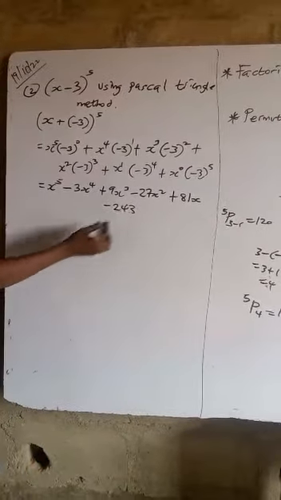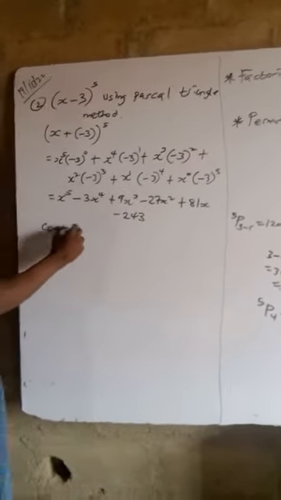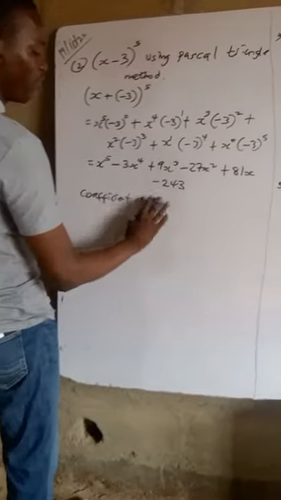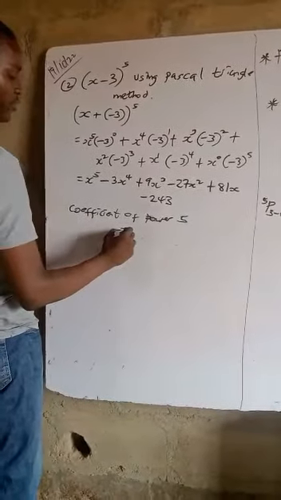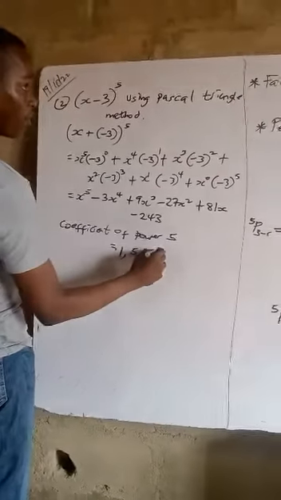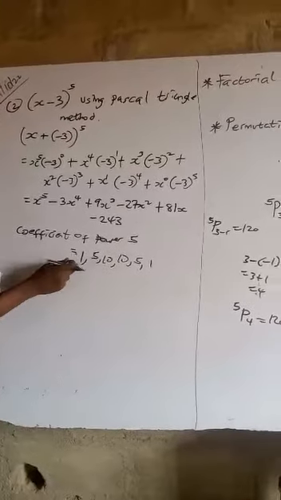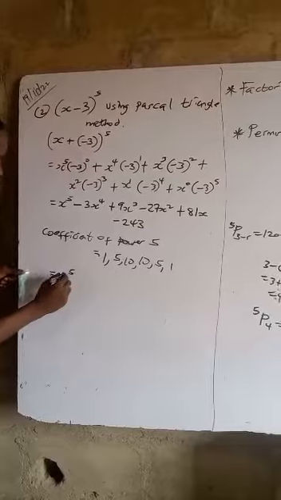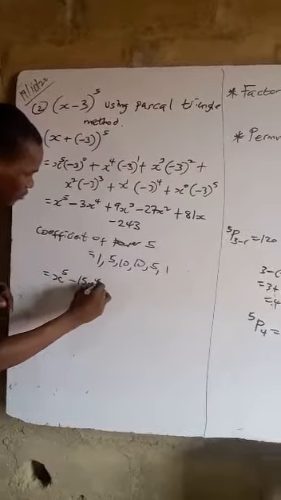This is not the final answer. What do we need to get now? We need to get the coefficient of x raised to power 5. And what are the coefficients of power 5? That is 1, 5, 10, 10, 5, 1. That is how to use Pascal triangle. Then this one will be multiplying it. That is 1 times x raised to power 5. Then 5 times this, 50x raised to power 4.